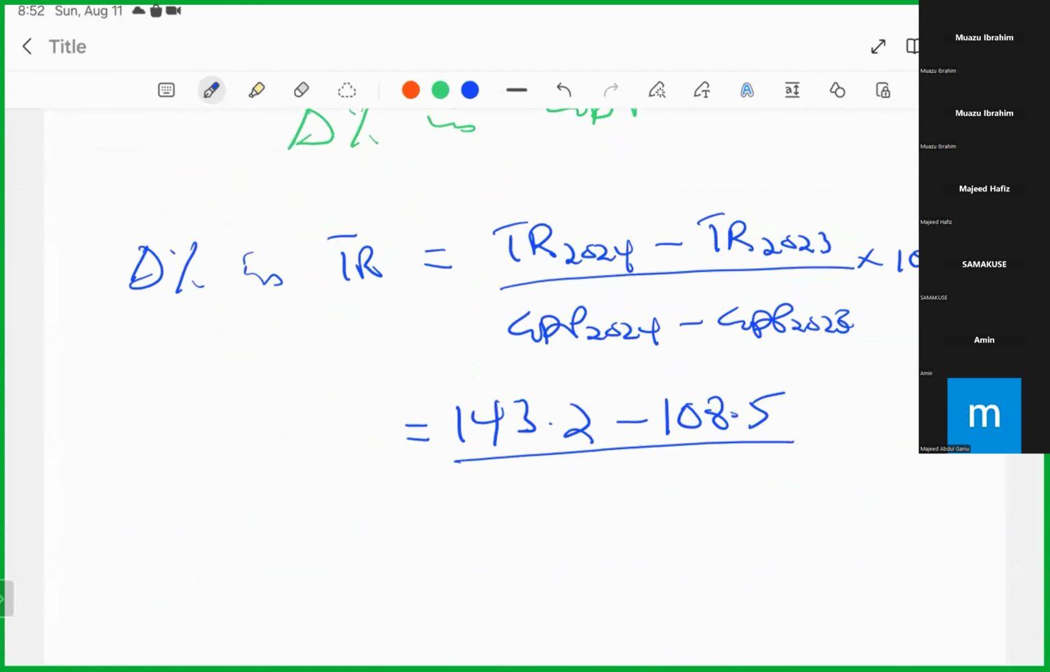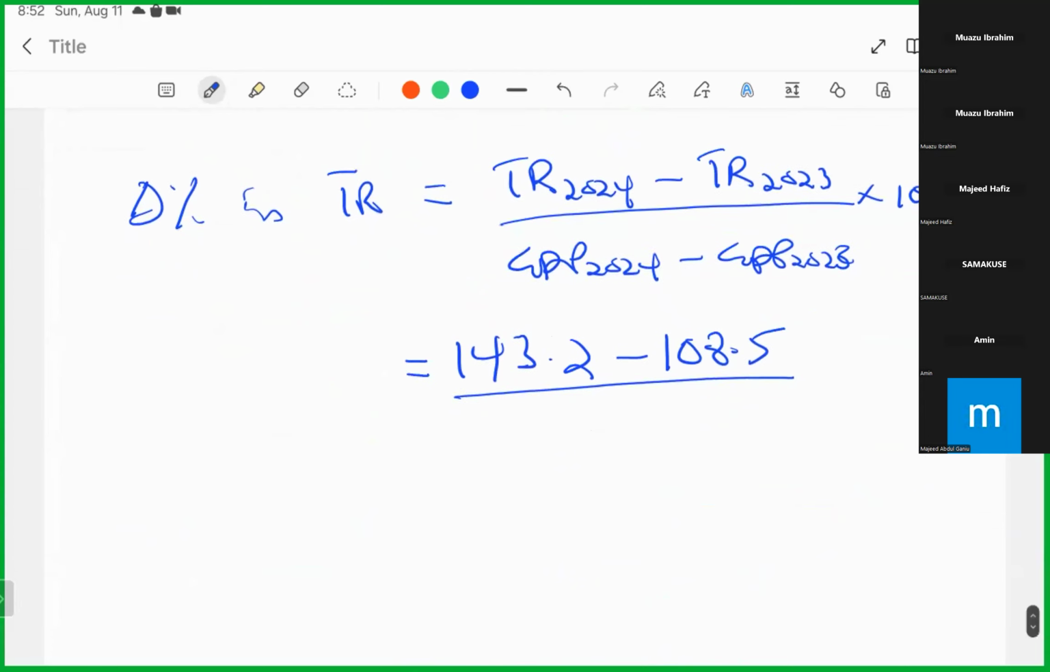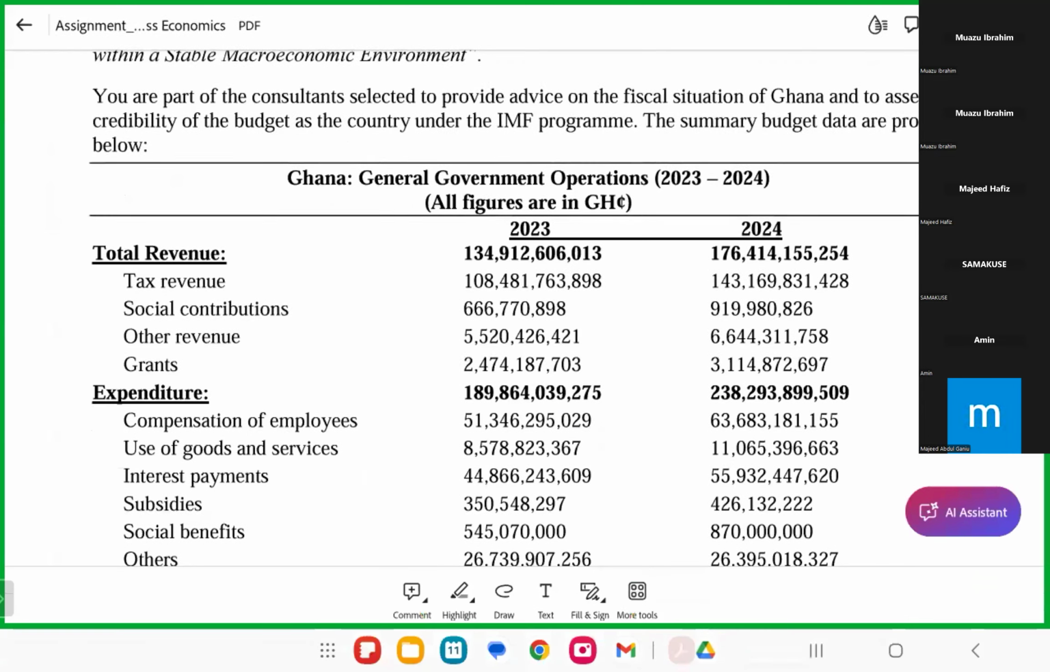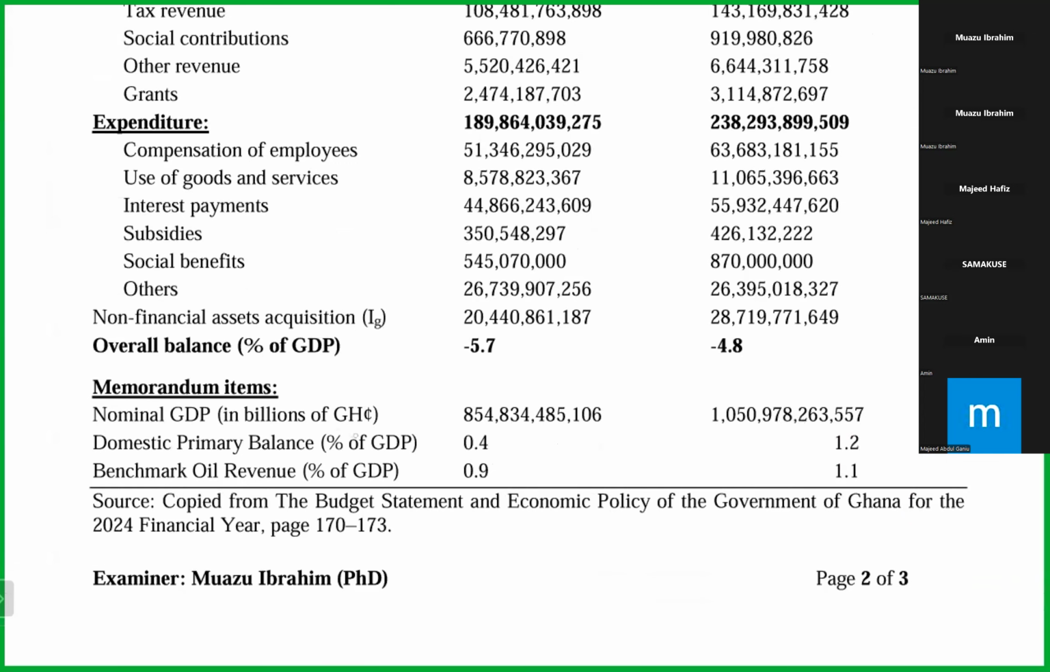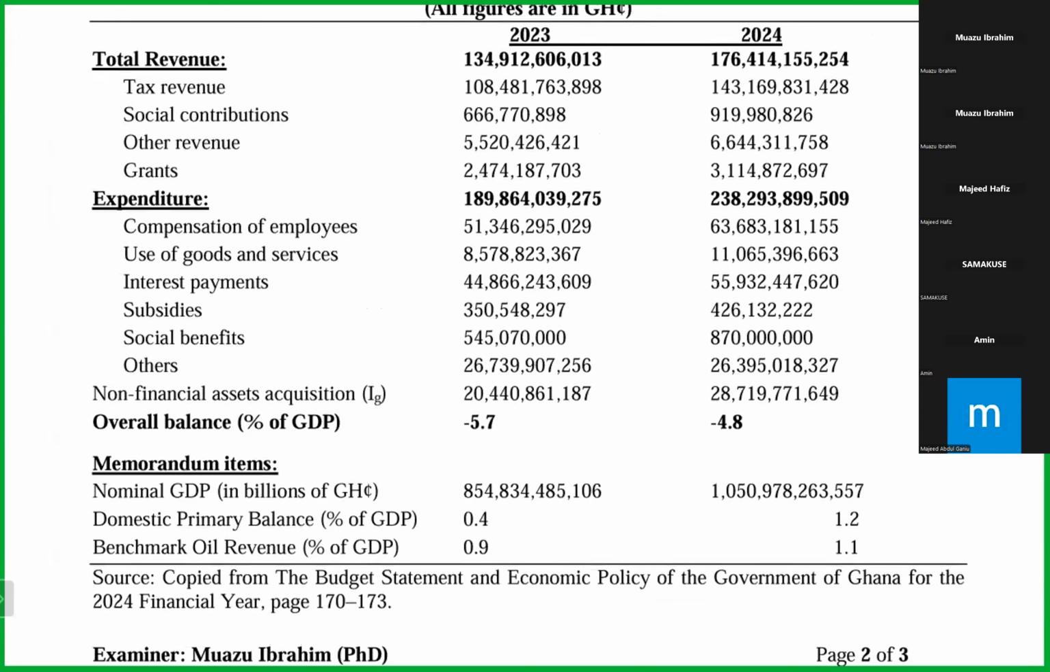The GDP for 2024 is what? When you go down, you will see it. Nominal GDP is also in billions, right? So this one will be what? 85. This is the old one, for 2020.